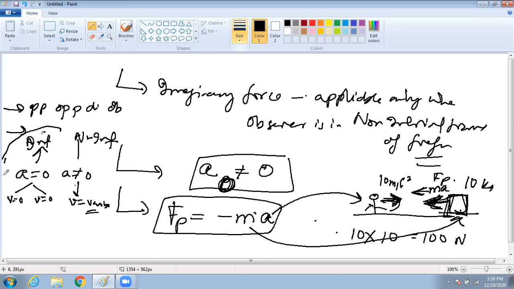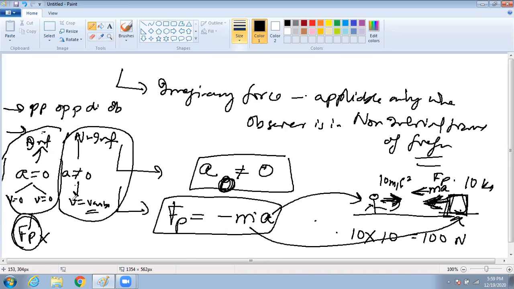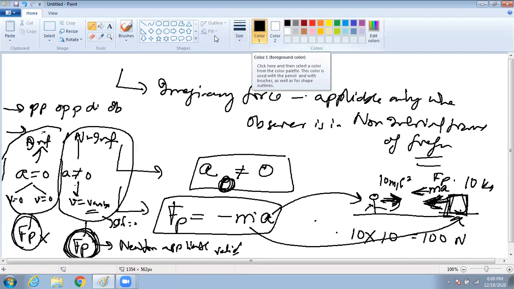Till now, all the problems we are doing are in an inertial frame of reference. That is why F_p was not required. The moment we come to this frame of reference, you will have the need of using the pseudo force to make Newton's laws applicable or valid. If you do not use F_p, then Newton's laws will become invalid, largely the second law, F equal to ma, which will not be applicable. Clear till now? Everybody clear? Say yes. Yes, sir.